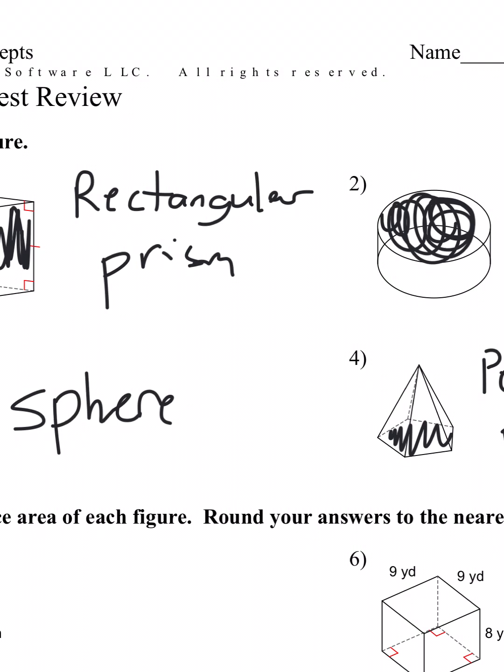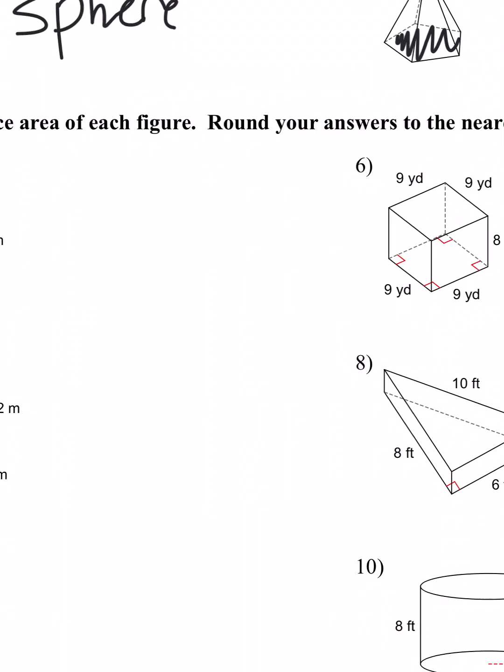Okay, any questions on naming solids? Okay, always look for its base shape and then go from there. Okay? All right, on that next section, what do the directions tell us to do? Find the surface area. So what are all of our labels going to be? Squared. Okay?